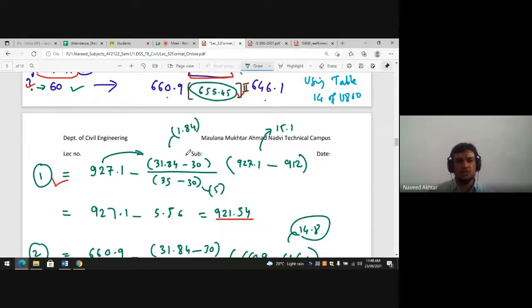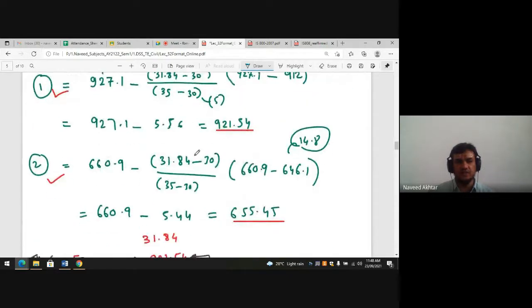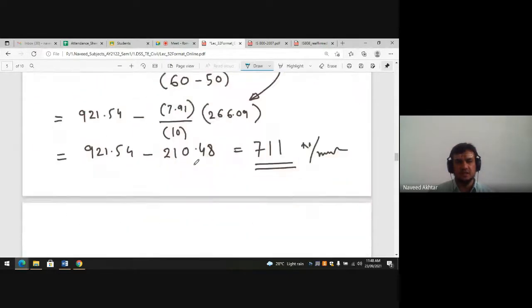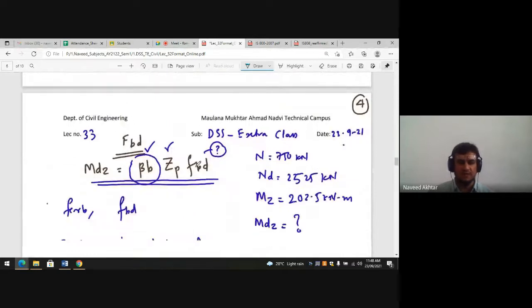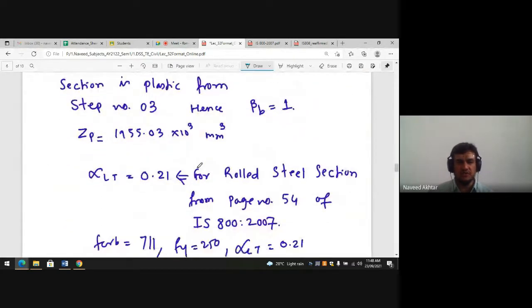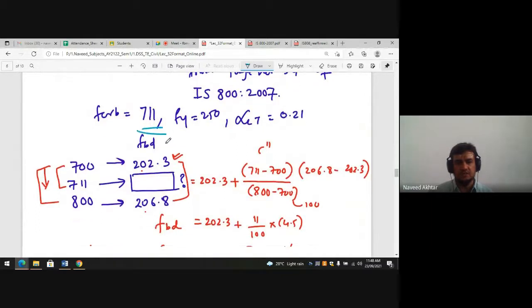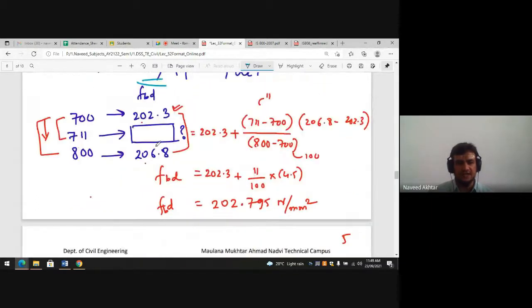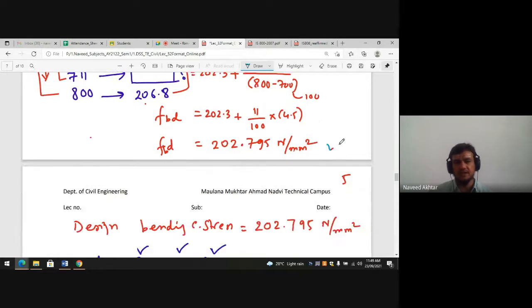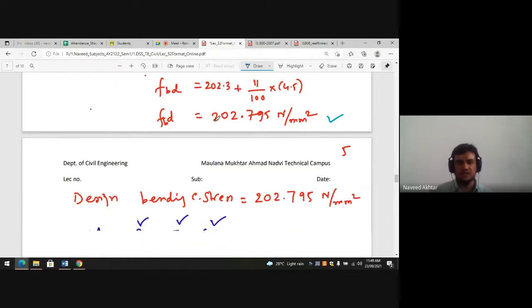Okay, so we find this either by interpolation using the table, or you can go by the empirical equation. So you can find the FCRB, and by knowing the FCRB you can find the FBD. For an FCRB of 711, we have to find how much FBD there will be, by interpolation. Or you can use the empirical equations given in the code to find the FBD.